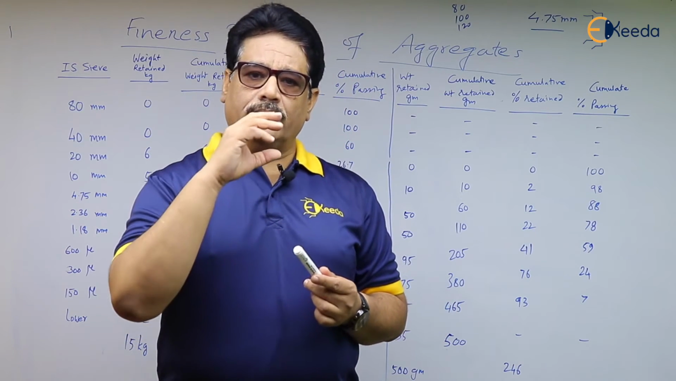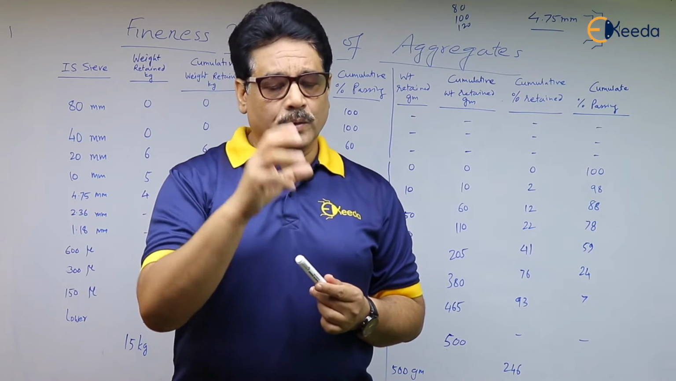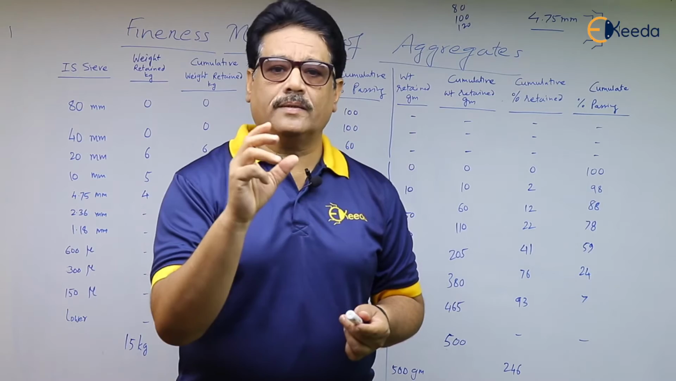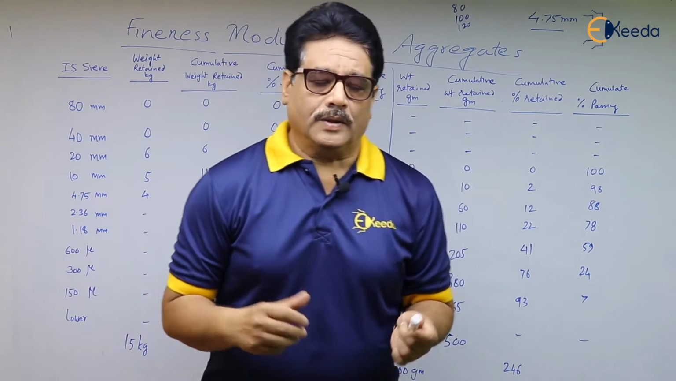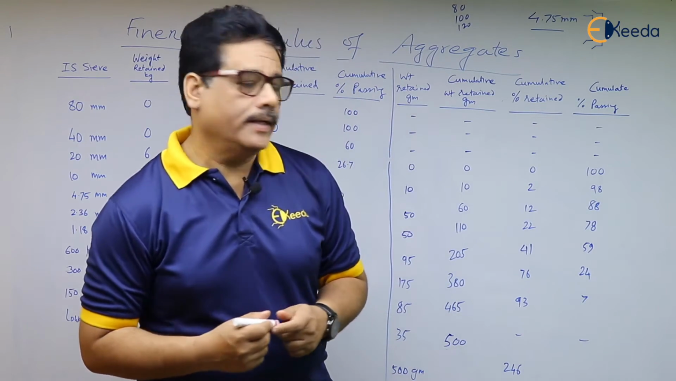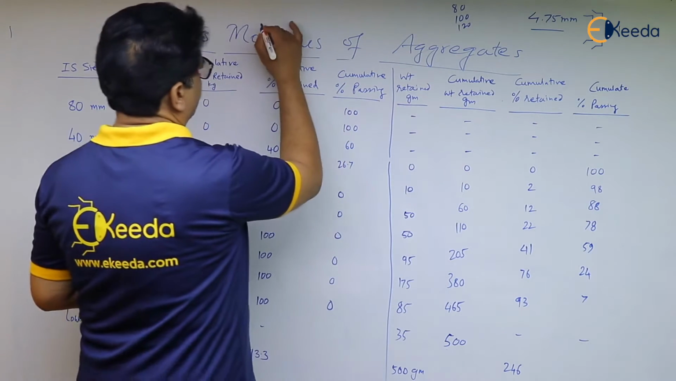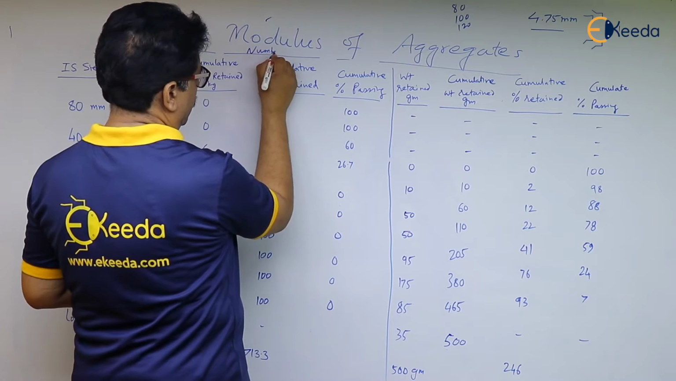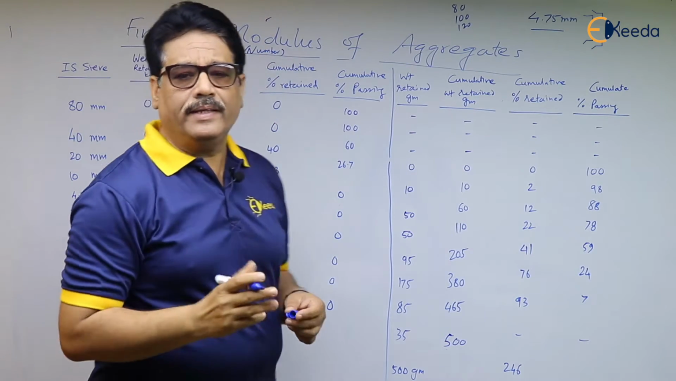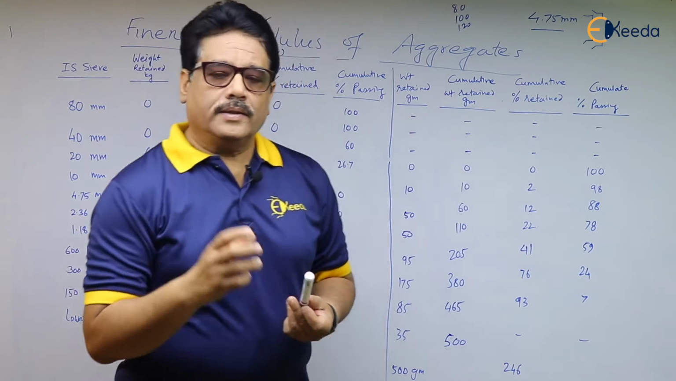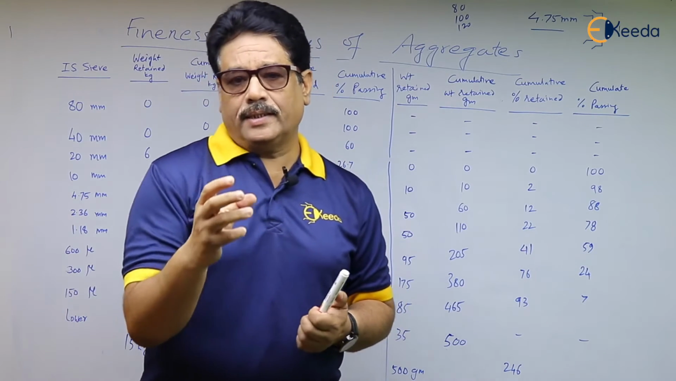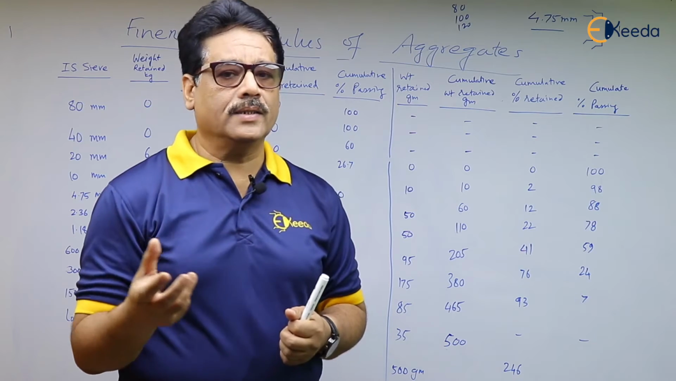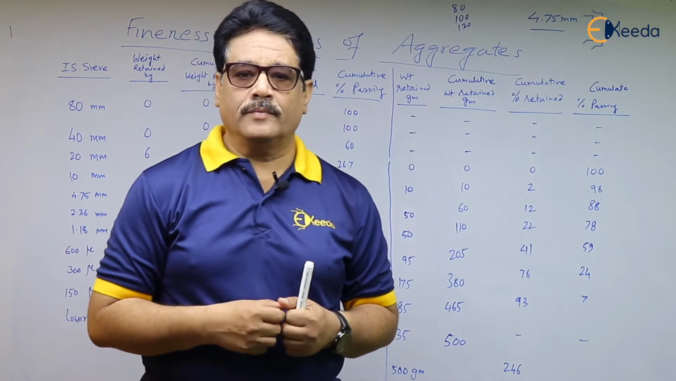Now, the size of the coarse aggregates is expressed as fineness modulus. What do you mean by fineness modulus? This fineness modulus is just a number. It does not have any unit. Generally, that number indicates the coarseness or fineness of the aggregates.